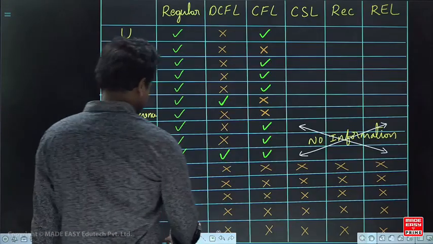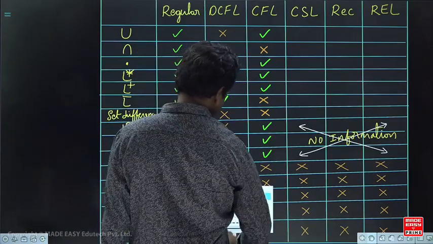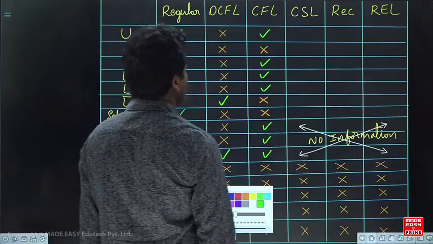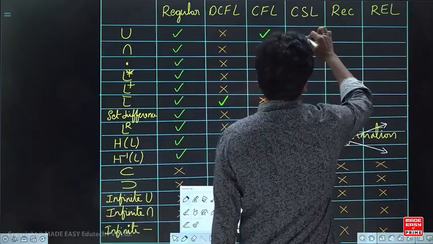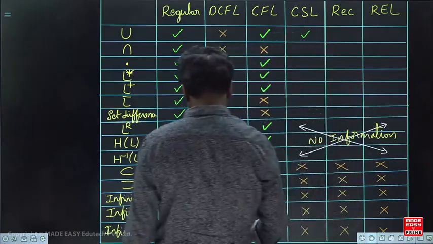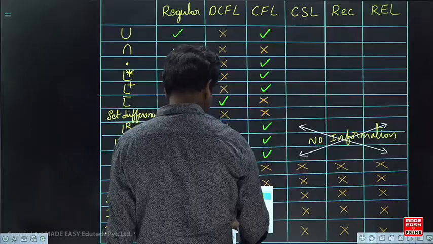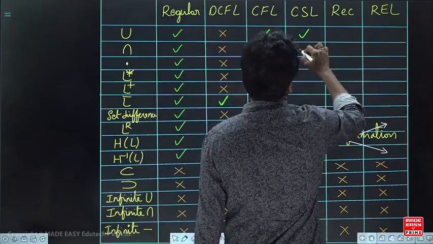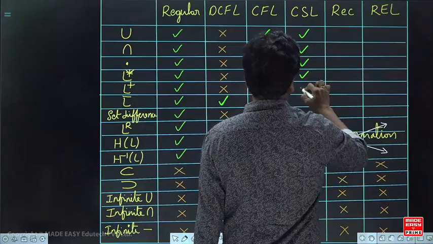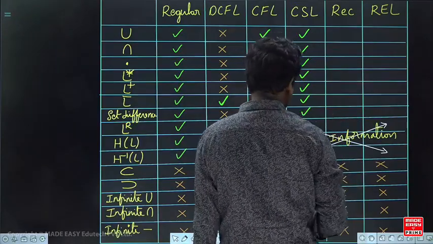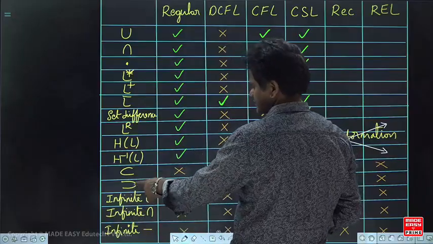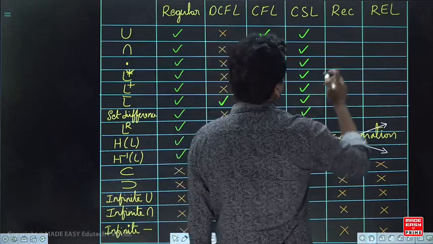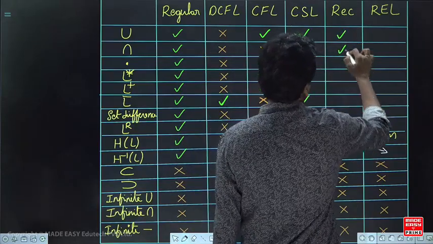Next, REC languages are closed under all operations. It is closed, it is also closed. Only, it is not closed under subset, superset and all these, and also no information about homomorphism, inverse homomorphism, reversal. And recursive is also closed under all.